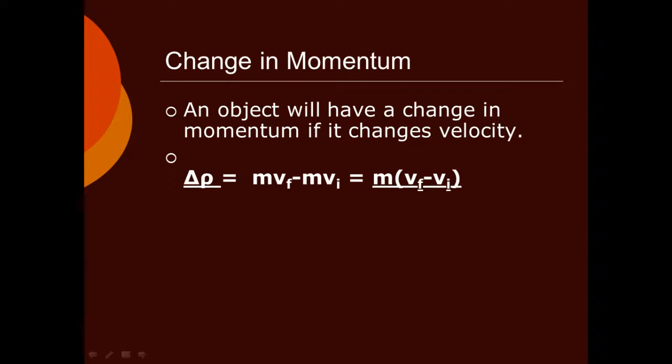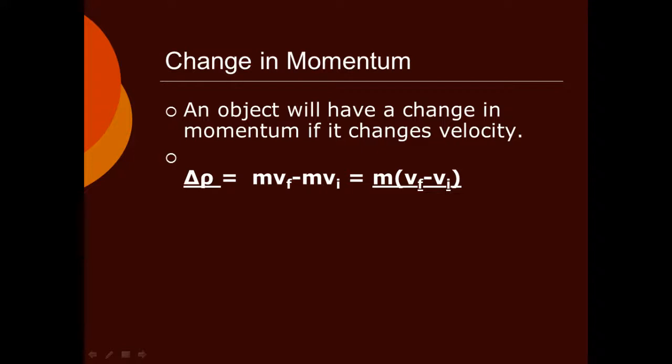It's really only necessary for us to know the underlying parts of this formula. This is the Greek letter delta. It means change. So delta rho, change in momentum. Remember, rho stands for momentum. Delta rho equals mass times final velocity minus initial velocity. And we simply get that from this term here.